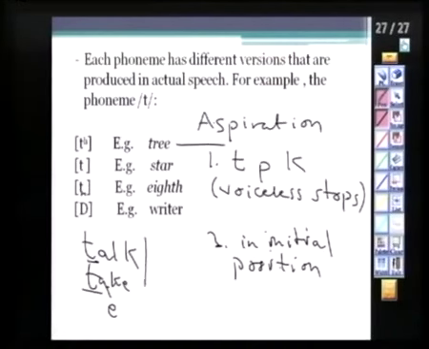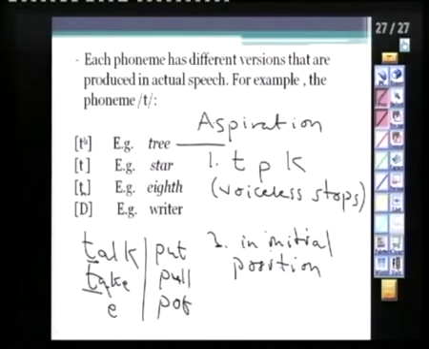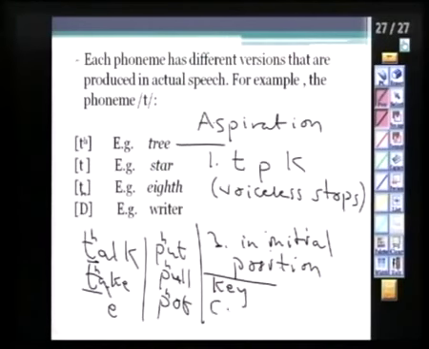Another example of pa, for example, you have the word put and pull or pot. So we have to aspirate the pa. Why? Number one, it's a voiceless stop. Number two, it's in initial position. And remember, we use a small h to represent aspiration. You have an example for ka, just like key, just like cat.